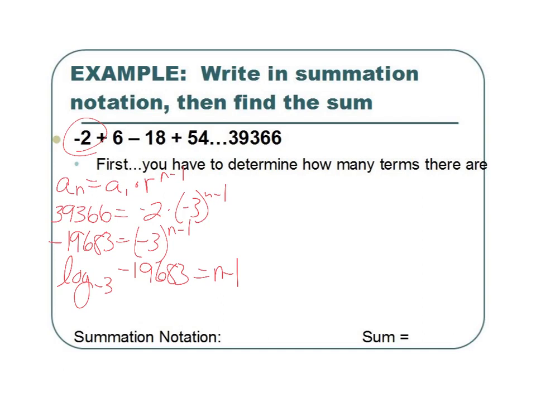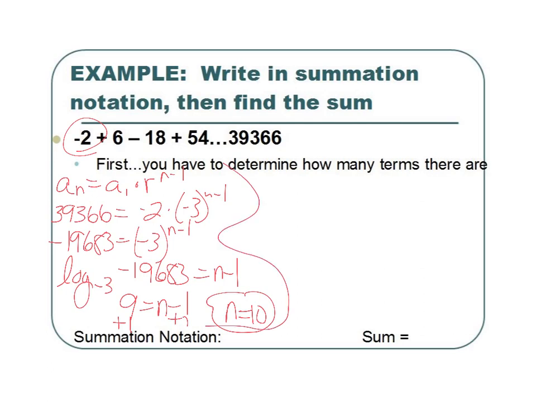And you can see, oh, well, that comes out beautifully. That's just going to be 9 equals n minus 1. Add the 1. We get n to equal 10. So now we know how many terms there are. There's 10 terms. This value right here is the 10th term of this big long sequence.